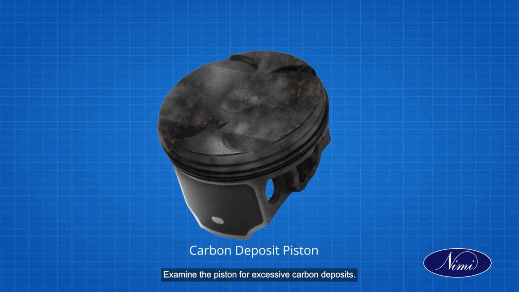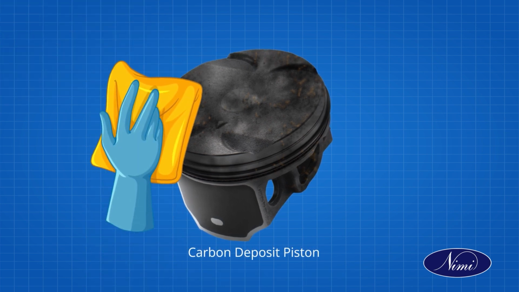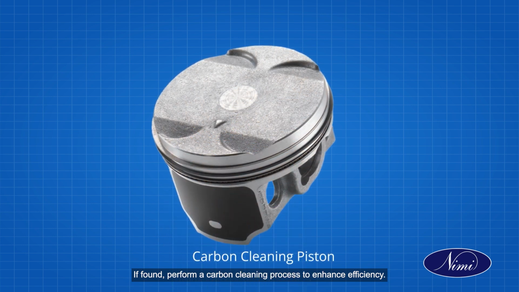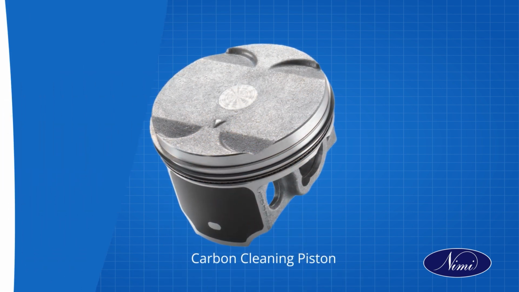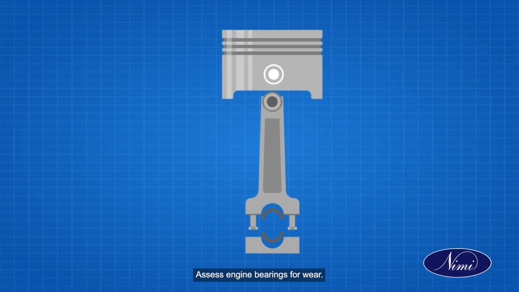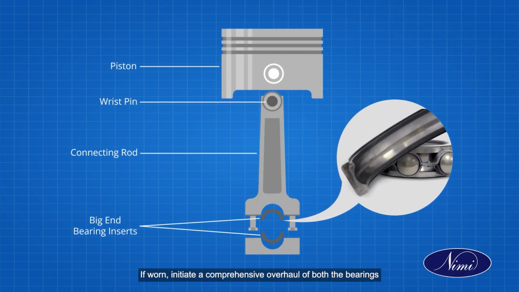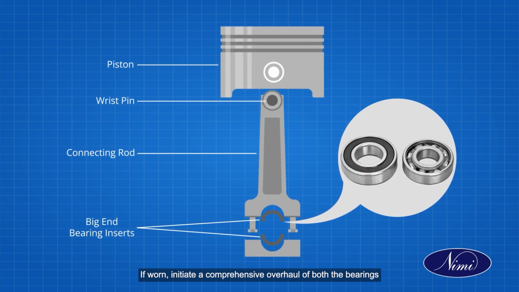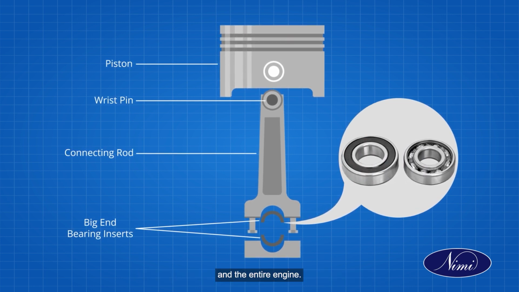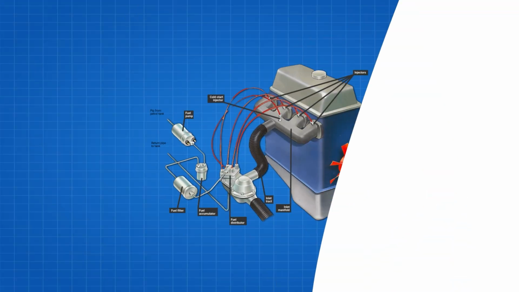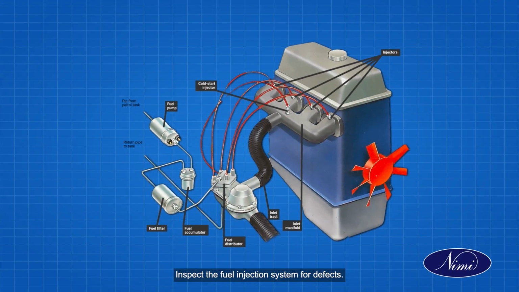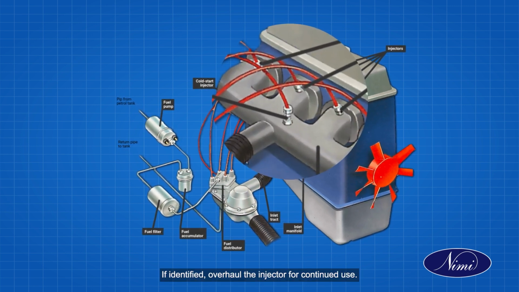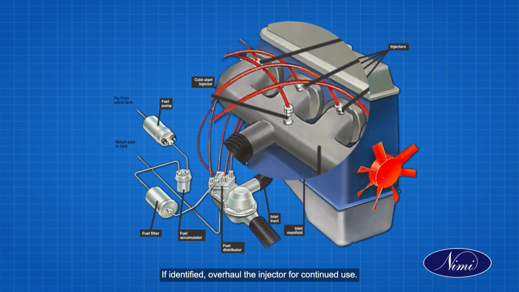Examine the piston for excessive carbon deposits. If found, perform a carbon cleaning process to enhance efficiency. Assess engine bearings for wear. If worn, initiate a comprehensive overhaul of both the bearings and the entire engine. Inspect the fuel injection system for defects. If identified, overhaul the injector for continued use.